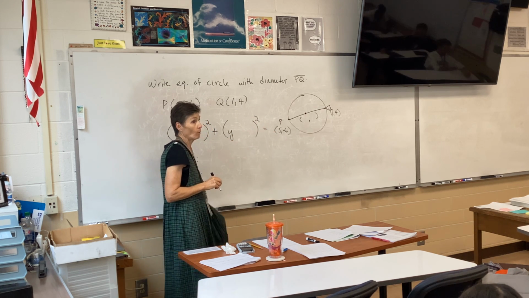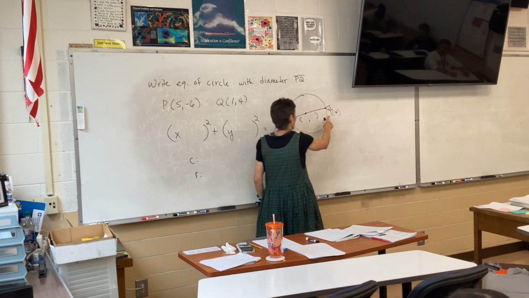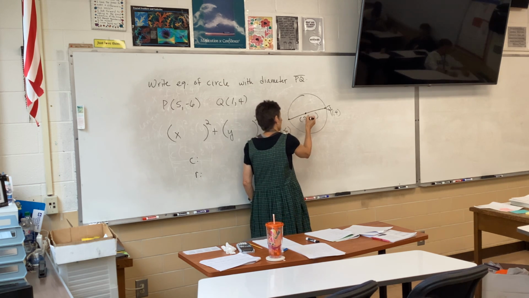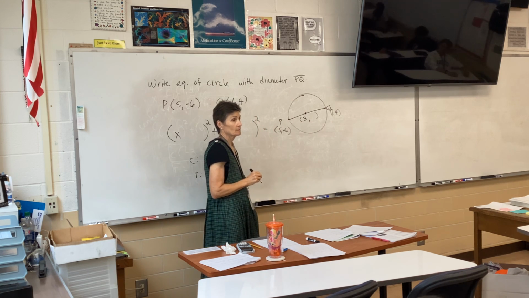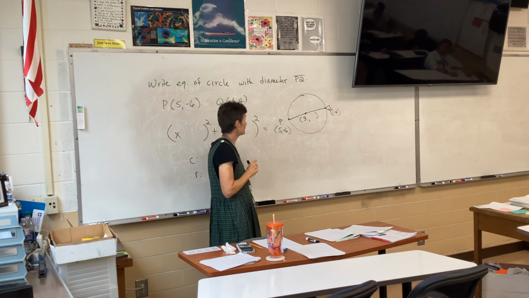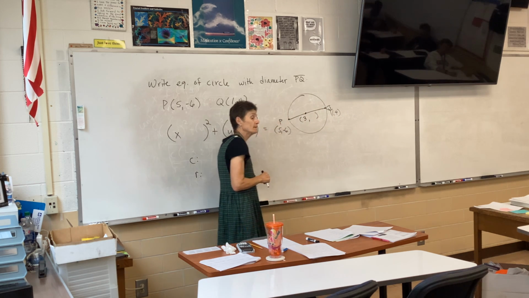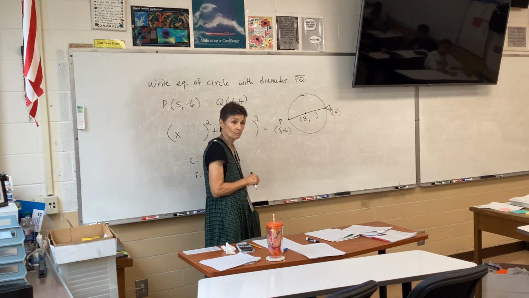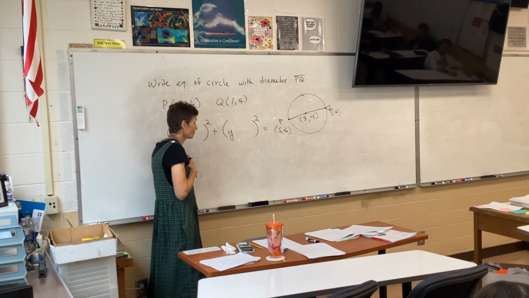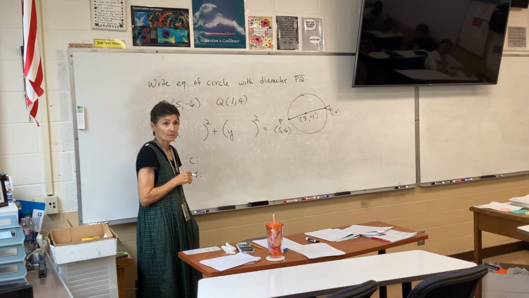How do we find the midpoint? We average. So 5 and 1 makes 6. Divided by 2 is 3. How do we find midpoint? We average. So 5 plus 1 divided by 2. All right, -6 plus 4, -2, divided by 2, -1. Please don't forget to divide by 2. When you do an average, you add and divide by 2.